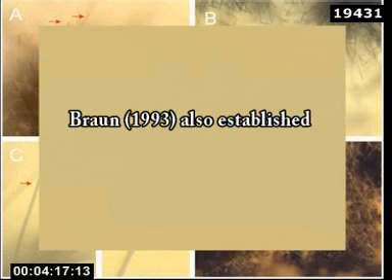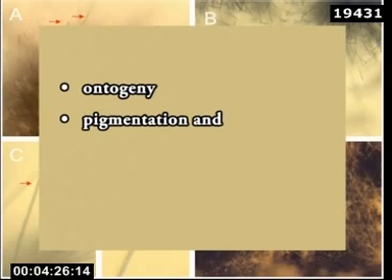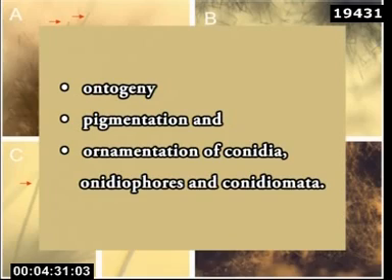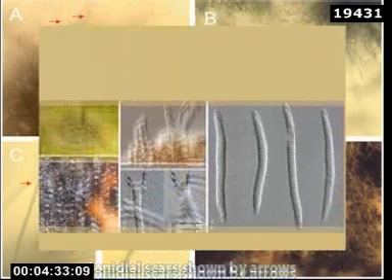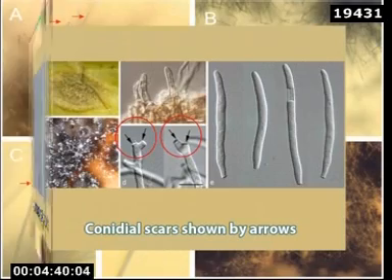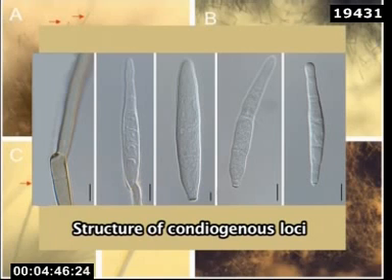Braun in 1993 also established generic separation of Cercospora on diverse criteria including ontogeny, pigmentation and ornamentation of conidia, conidiophores and conidiomata. The character of conidial scars, as used by Deighton, is an unambiguous taxonomic criterion and has also been adopted by other mycologists in the classification of Cercospora and allied genera.